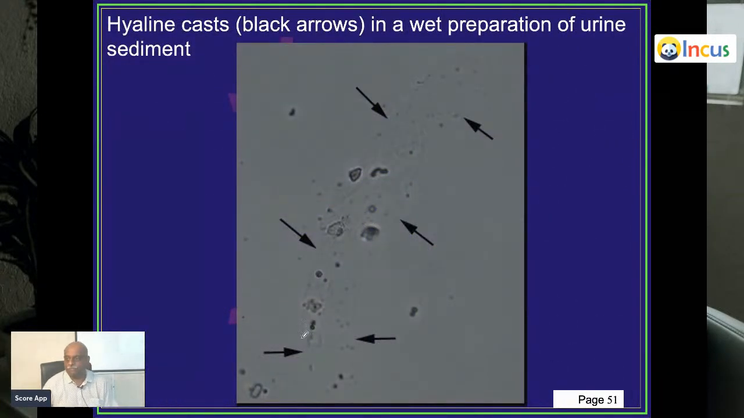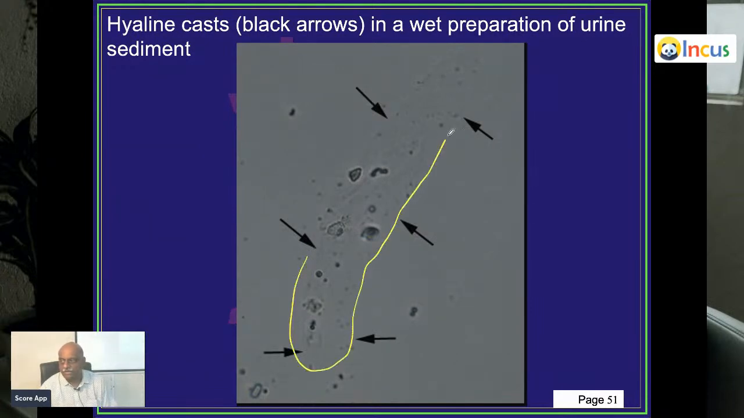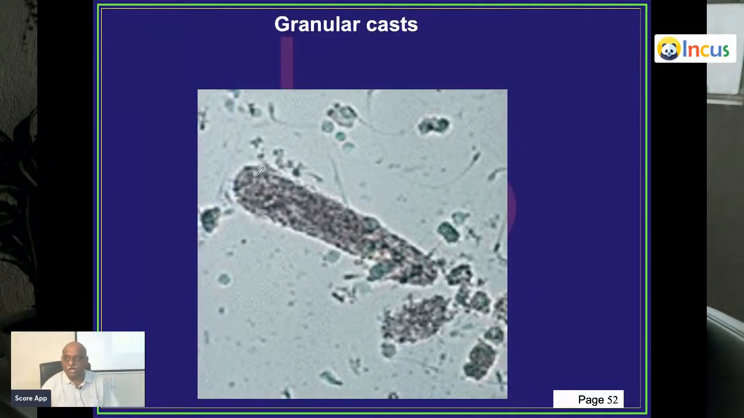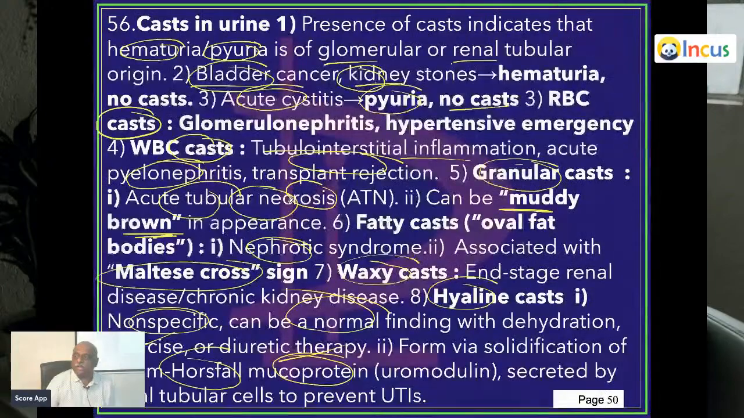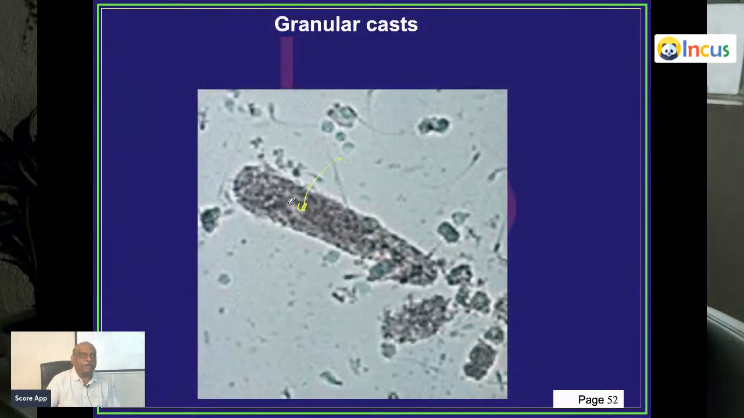Now let us look, doctor. What is this you are seeing? This is an example of a Tamm-Horsfall protein associated hyaline cast, is what you need to remember. Then, doctor, what are these called? These are called granular casts. And where do you see granular casts? Acute tubular necrosis. If you find this kind of granular cast, that is called angry urinary sediment. Oh my God, urine is angry, they say, nephrologists.